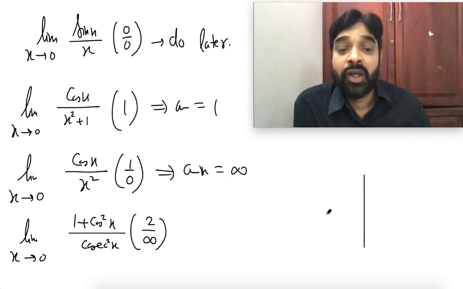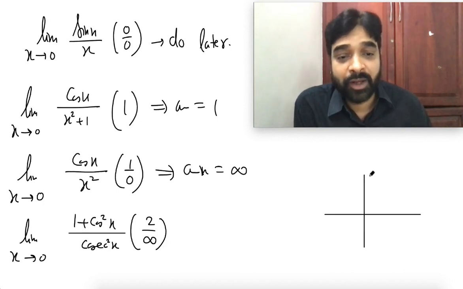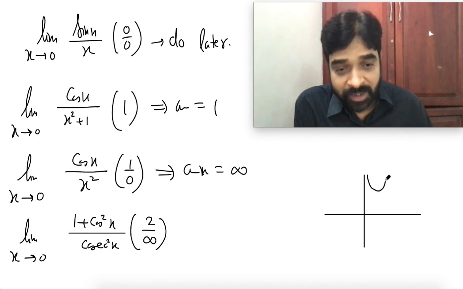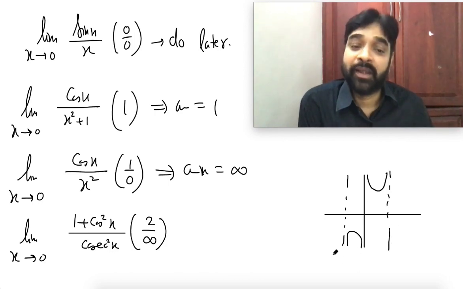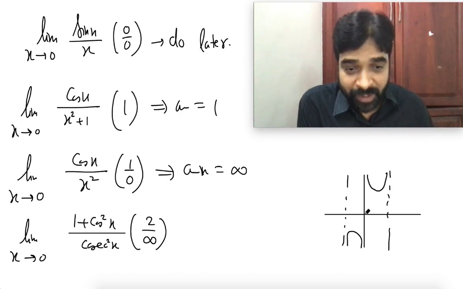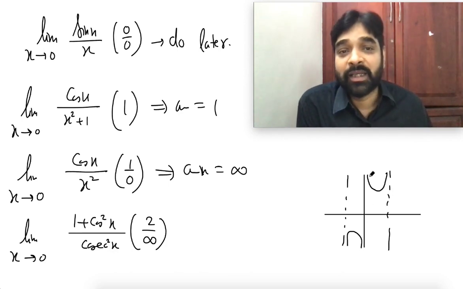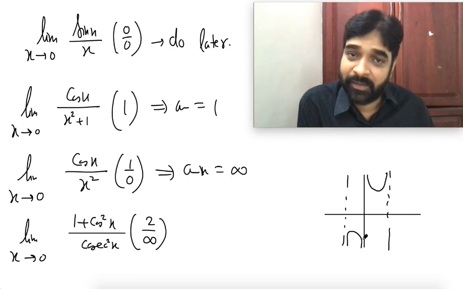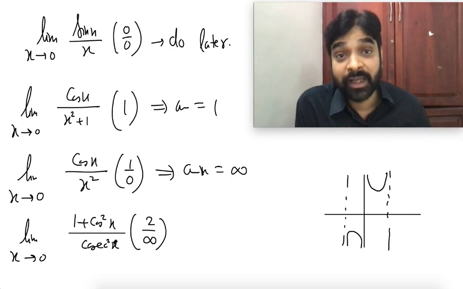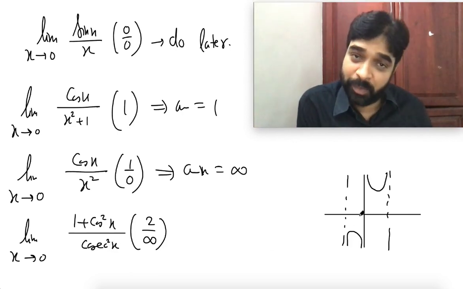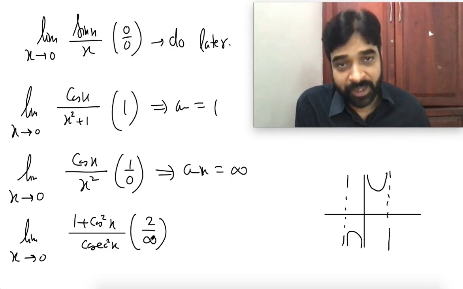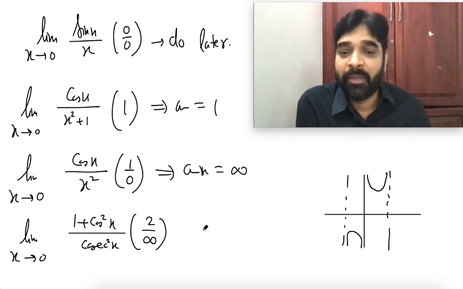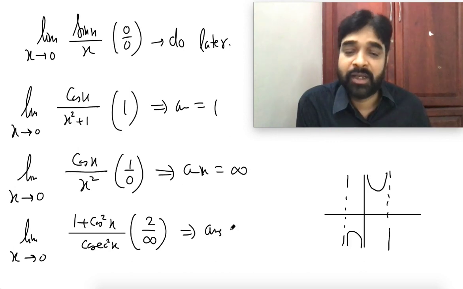How, sir? Cosecant x graph, try to recall. This was the graph. You people don't remember, I know it. This is the cosecant x graph. So when x is very near to 0, either it will be plus infinity or minus infinity. But I wrote cosecant square x, so the value will be near to plus infinity. So this will be the 2 by infinity form, meaning k by infinite form. So the answer will be 100% 0.